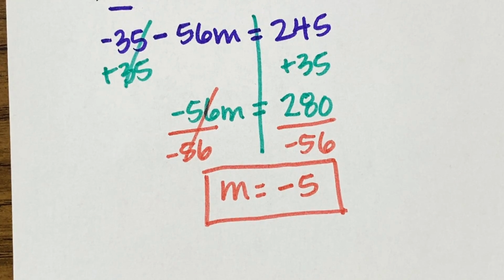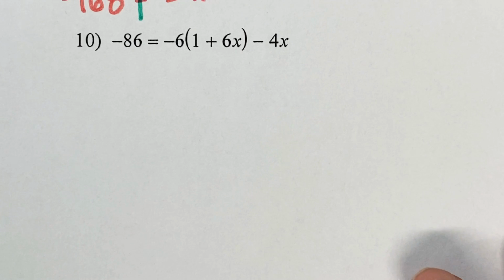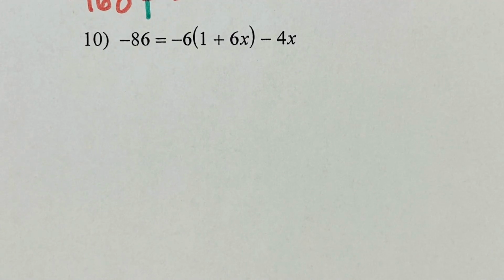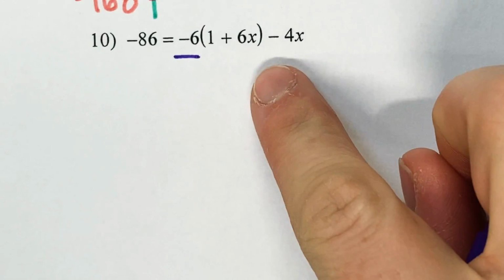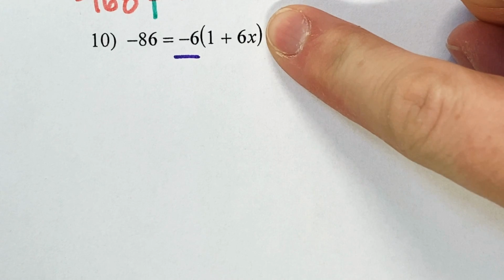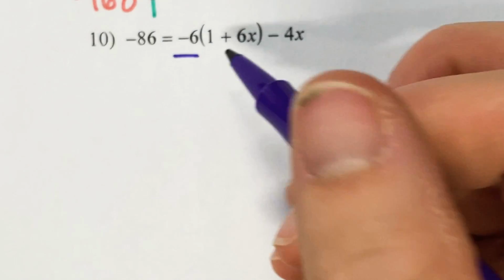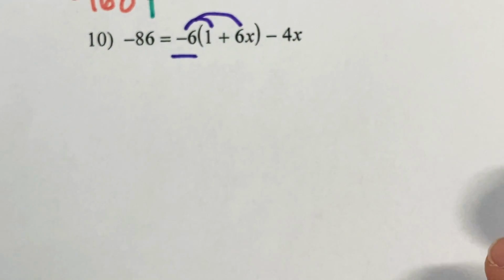Perfect. Last example. The very first thing we want to do is find those parentheses and then find the number that is right in front of them. So what number is going to be distributed? It's going to be this negative 6. Notice this negative 4x on the end. Again, we're just going to ignore it until it's time to combine like terms. So first thing we need to do is distribute. Let's distribute this negative 6 into both terms inside.